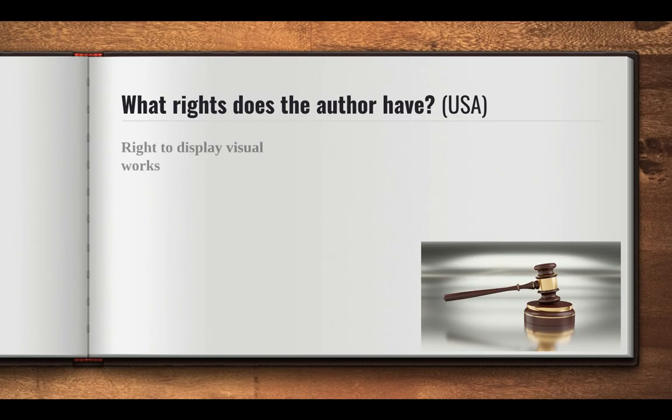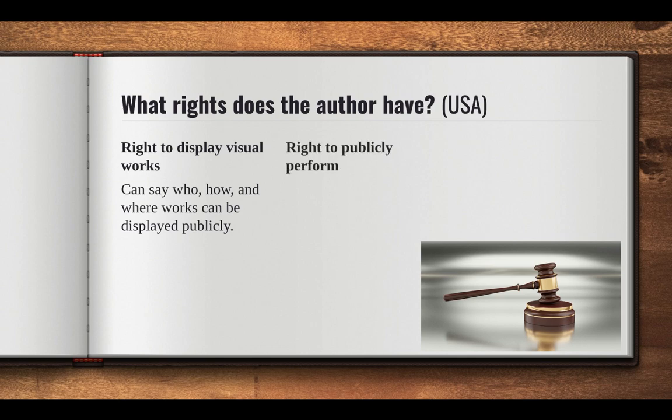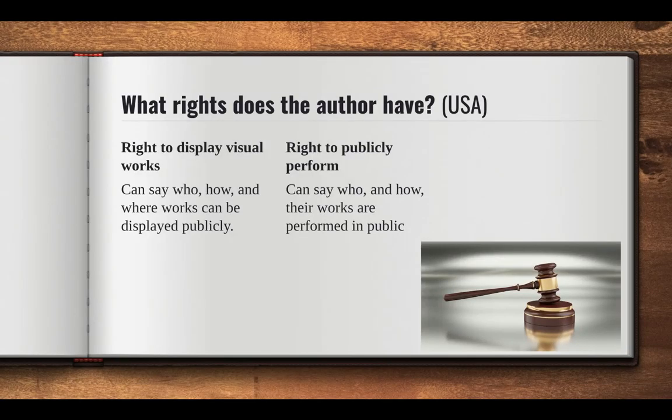The next two are the right to display visual works, meaning I can say who, how, and where they can be displayed publicly. And the last one is the right to publicly perform it. I can say who, and how, their works are performed in public. Right? So I can say how it can be shown and if it can be publicly performed. These are all of the rights.